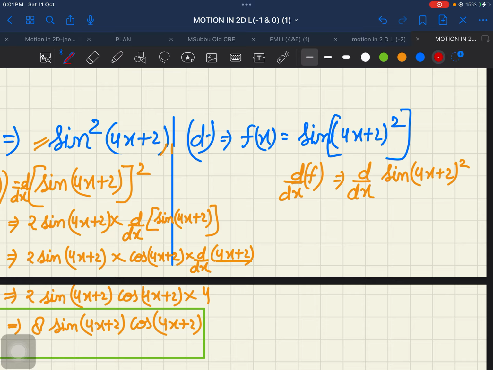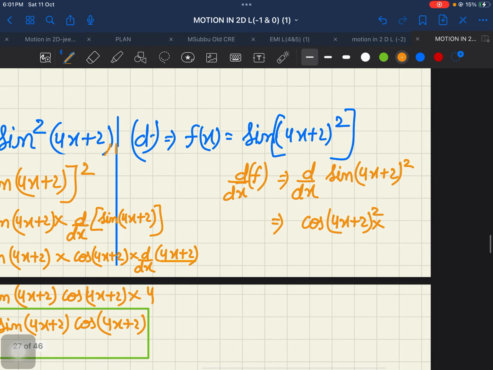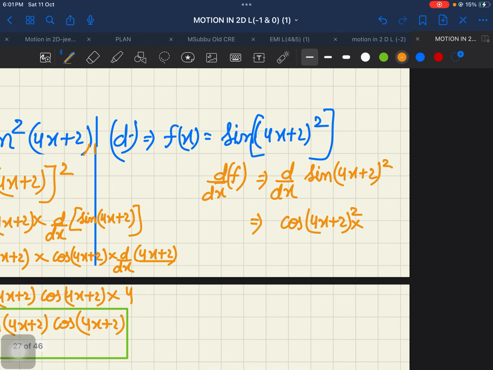So the differentiation is nothing but, just check, everyone, it is simply cos x, where x is (4x plus 2) square. Now you have to multiply with the differentiation of the thing that you have considered to be x. What have you considered as x here? 4x plus 2, right?